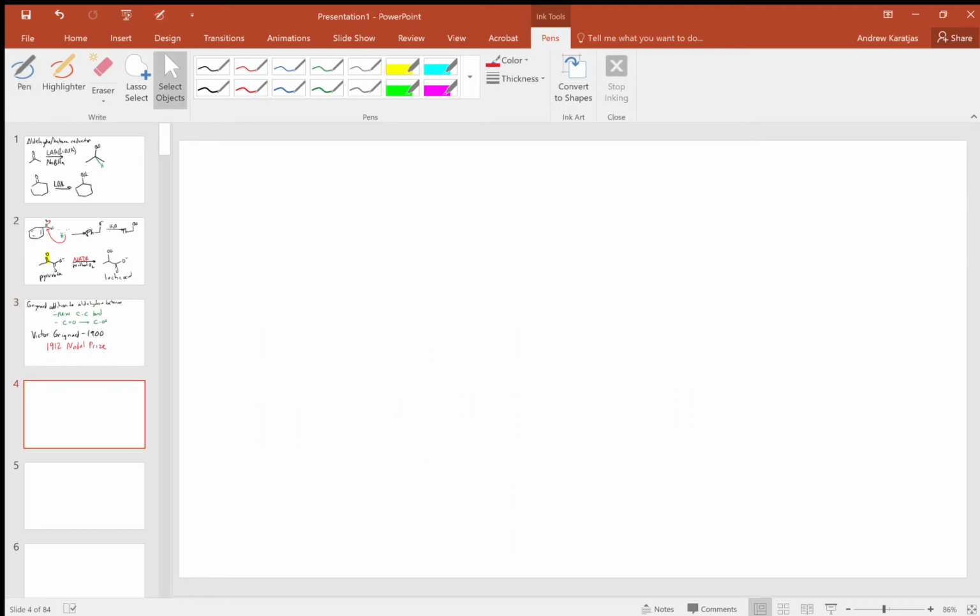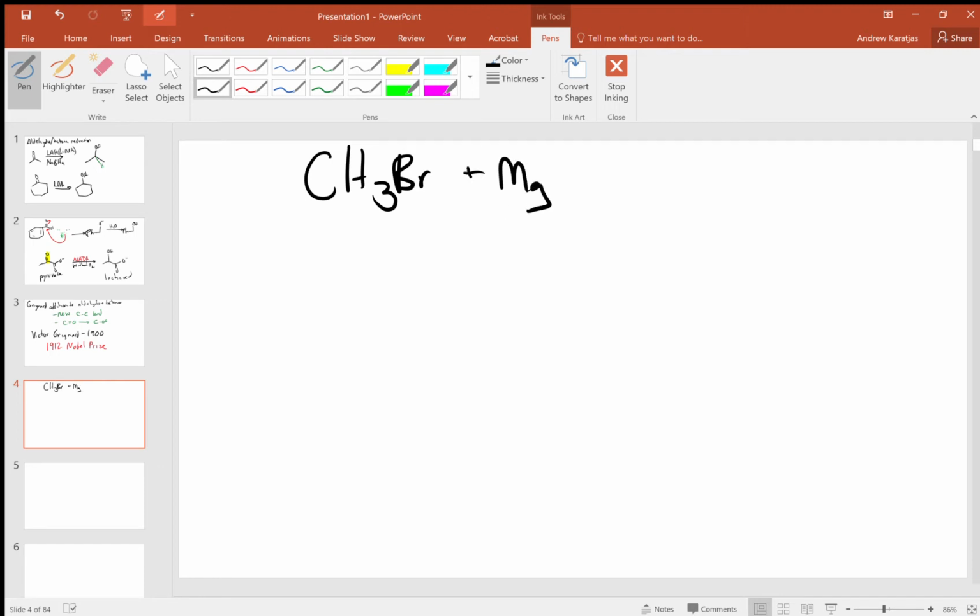So as we said, there's two pieces to this reaction. The first is you have to make the Grignard reagent. Making a Grignard reagent requires the use of an alkyl halide and magnesium metal. And the magnesium does what we call an insertion reaction, which we won't go into the mechanism of, but the magnesium will insert itself between the carbon and the halogen.